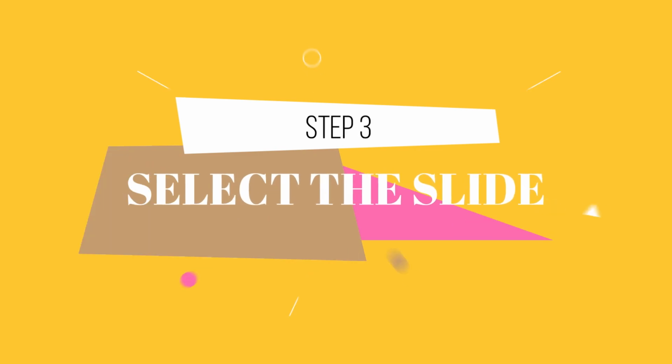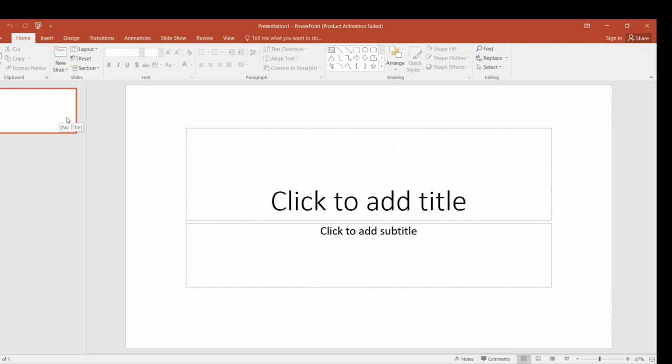Step 3. Select the slide. Now, select the slide in which you want to play video. This time, I have only one slide for demo. You can select any slide to add video.